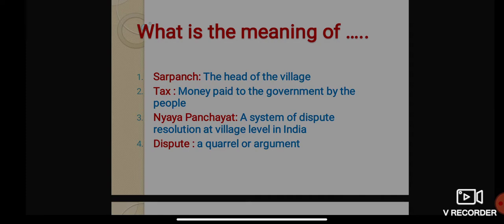And what is Nyaya Panchayat? It is a system of dispute resolution at village level in India. They are known as Nyaya Panchayat. And what is dispute? It is a quarrel or argument. A quarrel or argument, they are known as dispute.